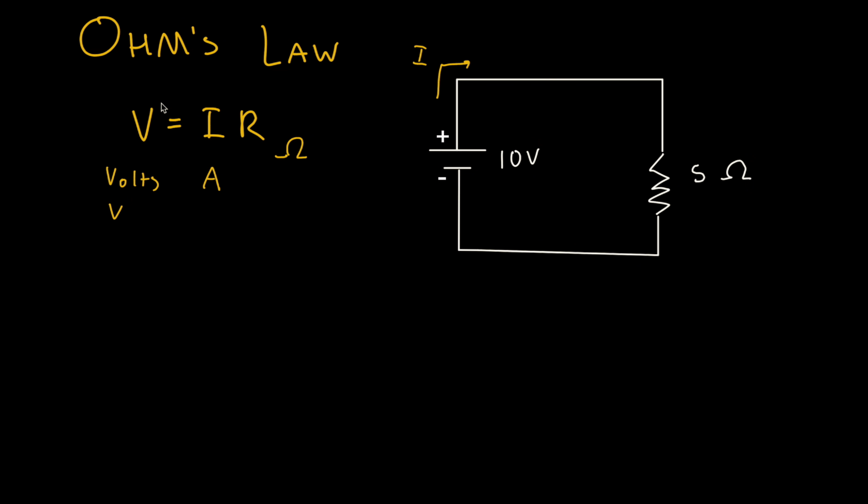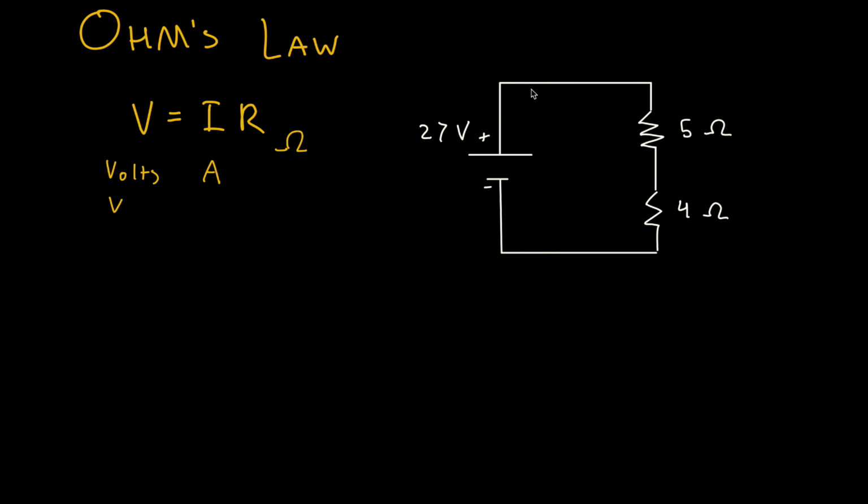So all we have to do is use Ohm's law, voltage equals current times resistance. The voltage that we have is 10, so that'll be 10 volts equals, and then we have the resistance. We're looking for the current, so I'll just do 5 ohms times I, and 10 divided by 5 is going to get us 2 amps equals our current. So over here, our current is 2 amps.